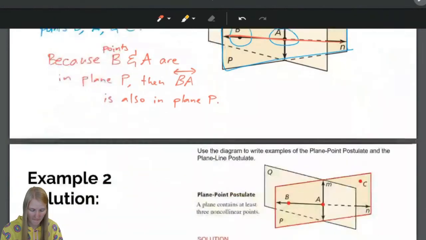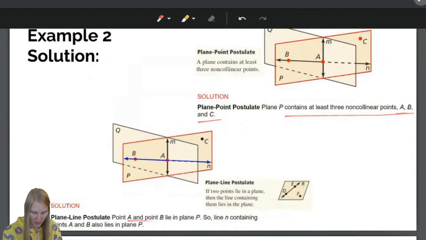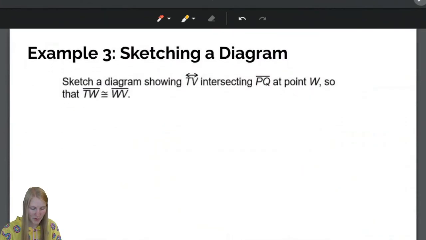Let's check if we were right. P contains at least 3 non-collinear points, A, B, and C. And point A and point B lie in plane P, so line N, containing points A and B, also lies in plane P. Yay! Okay. Example 3, sketch a diagram. So I know that there's a lot of examples here, but they went pretty quick. Once you know the postulates, the examples go pretty quick. So that's why I encourage you to write down the postulates, know the postulates. Again, you don't have to memorize exactly each word of them, but understand what they say.